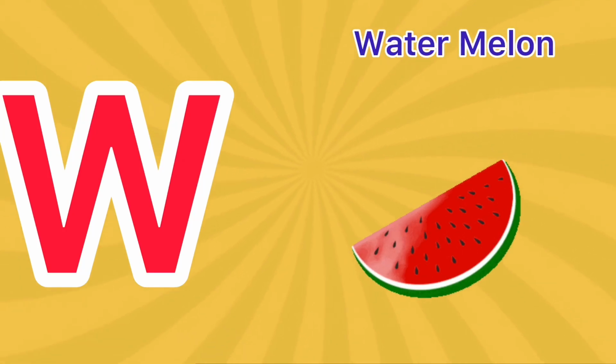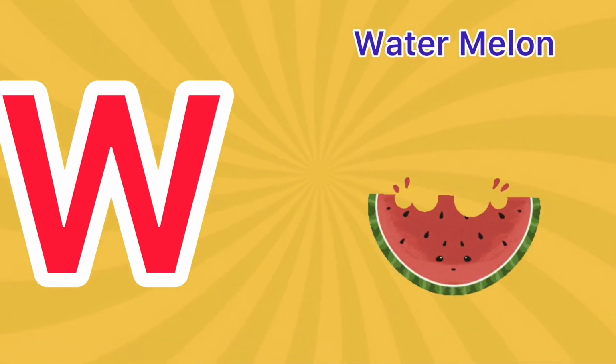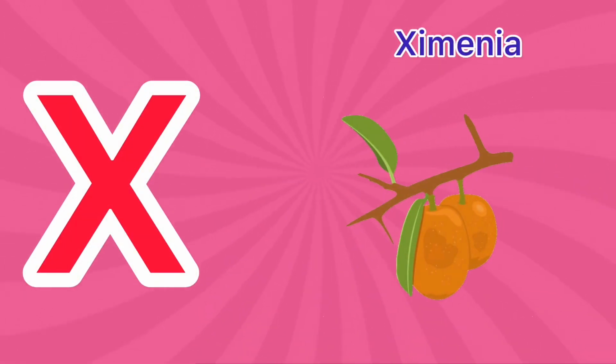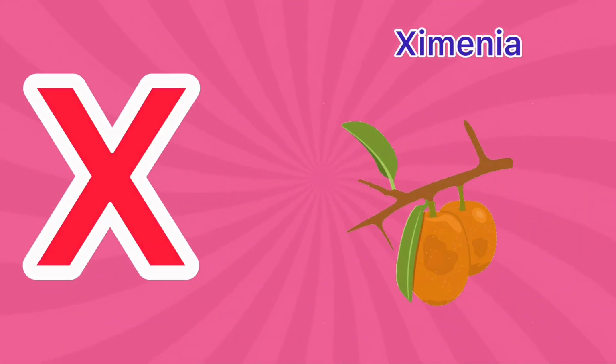W for watermelon, W watermelon. X is for Zimania, Z Zimania, X is for Zimania, Z.